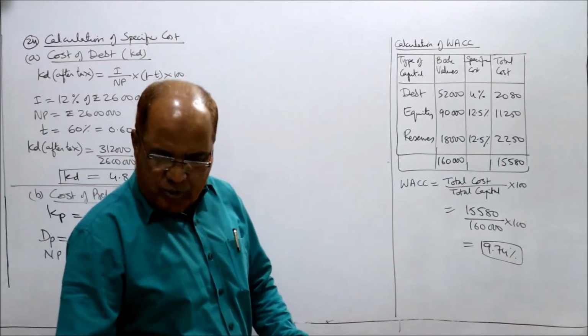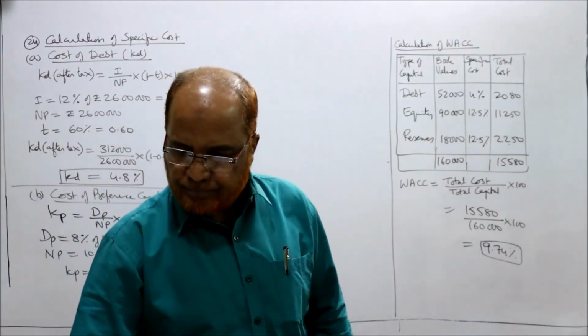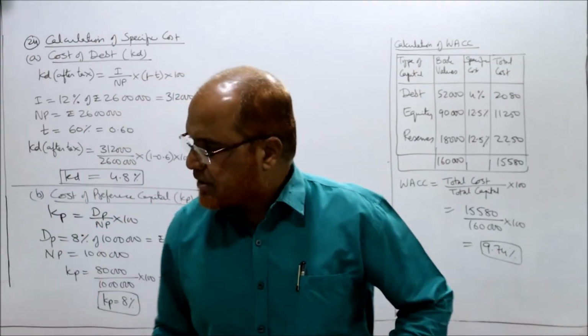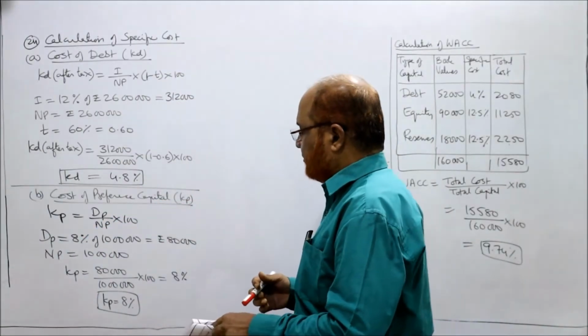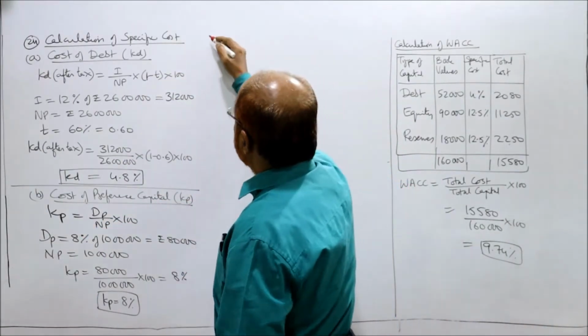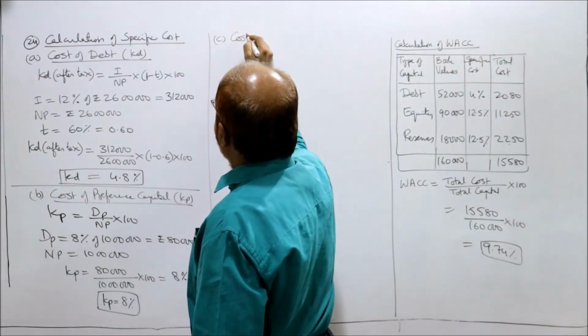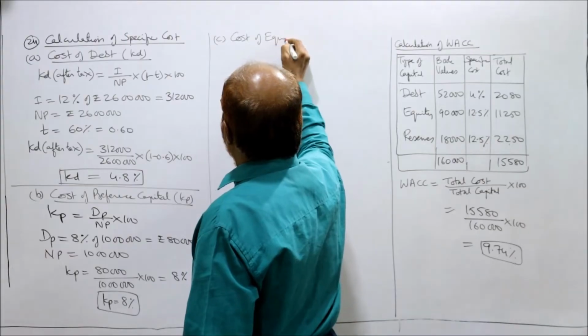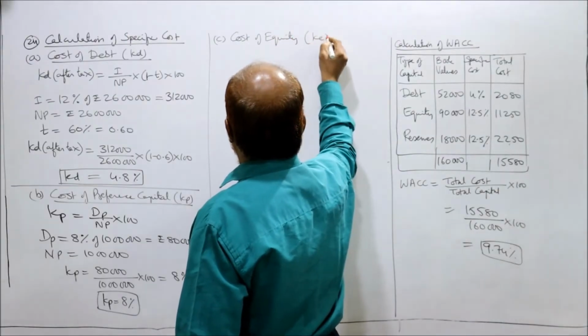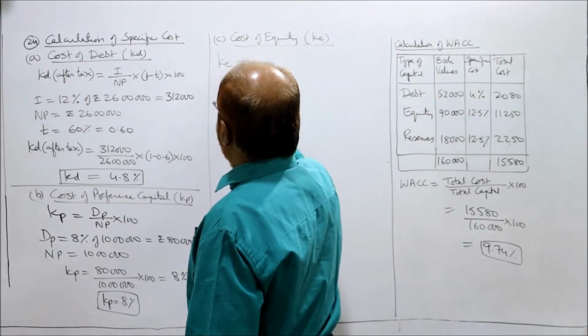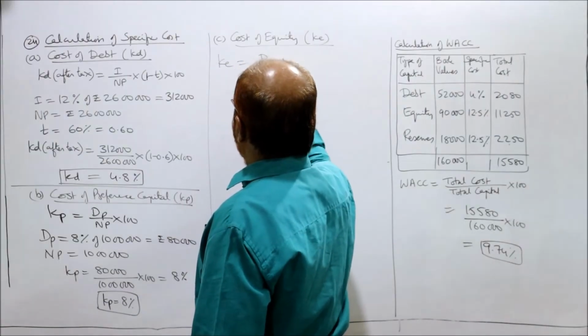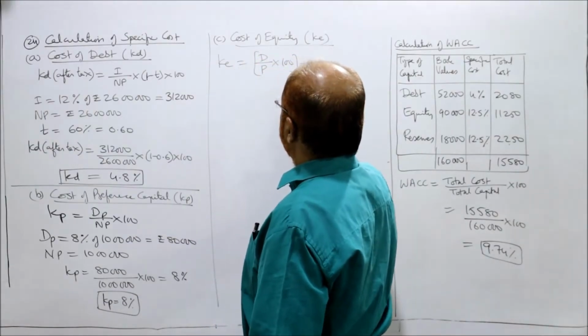KP is equal to 8%, we got the cost of preference. Now we have to calculate KE, the cost of equity. For calculating KE, we apply D by P into 100 plus G.